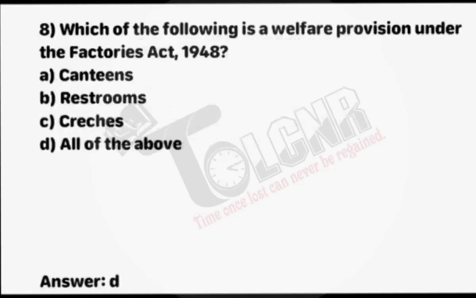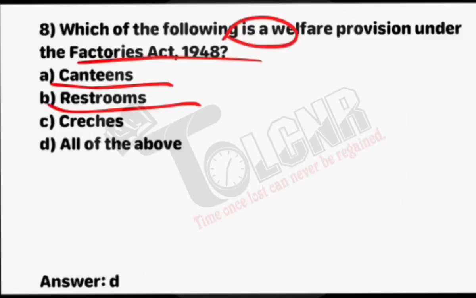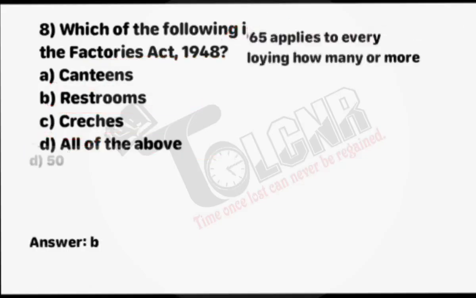Next question, which of the following is a welfare provision under the Factories Act 1948? First option canteens, B option restrooms, and C option creches, and D option all of the above. Right option is D, all of the above. Canteens, restrooms, creches are a welfare provision under the Factories Act 1948, right?